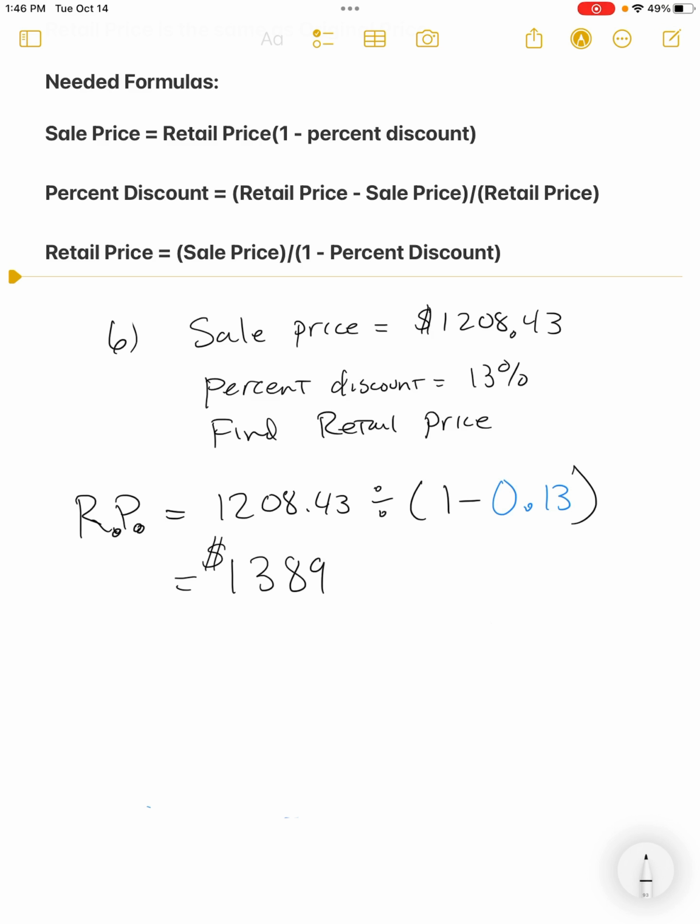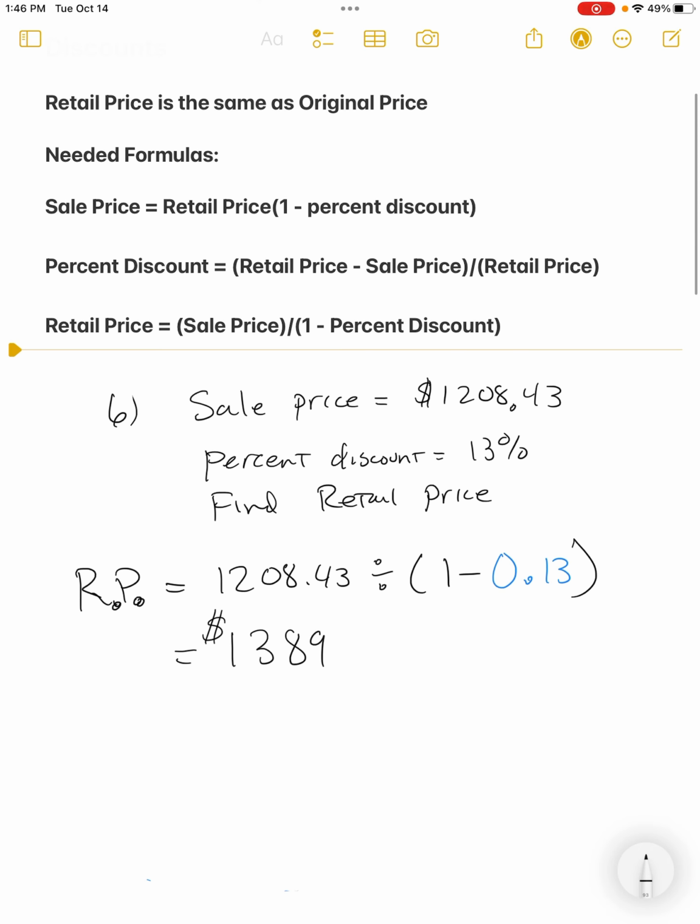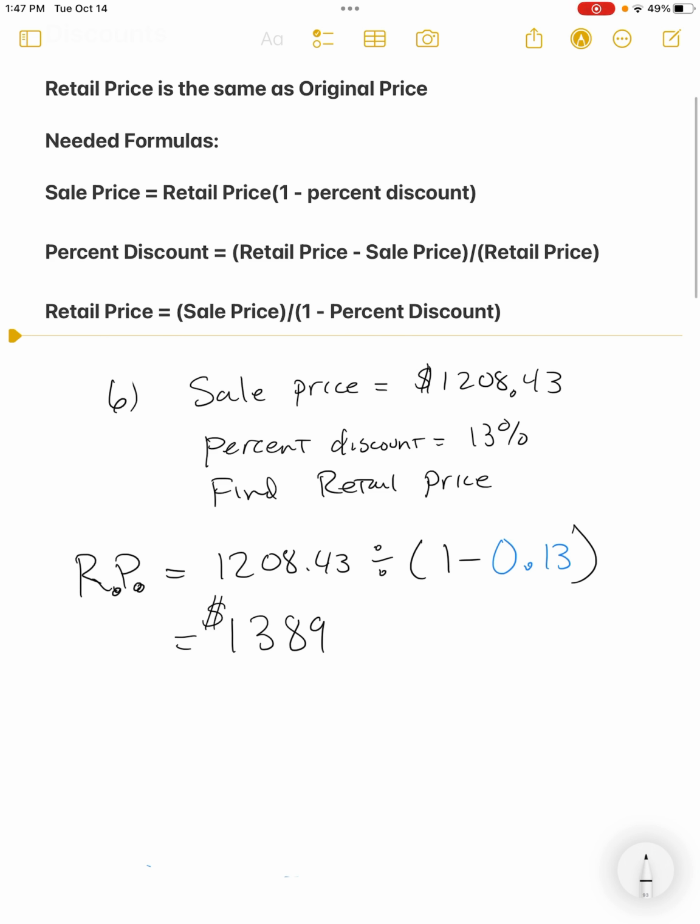Now, does it make sense? Well, the retail price is the price before the discount is applied, right? It's the original price. So that should be higher than the sale price, and $13.89 is higher than that sale price. So it does feel like we've done everything correct. It feels like a right answer because the original price was $13.89. I was able to save 13%, which brought it down to $12.08.